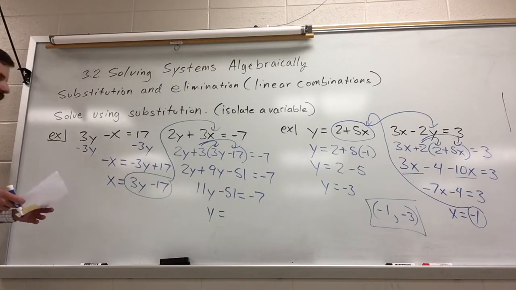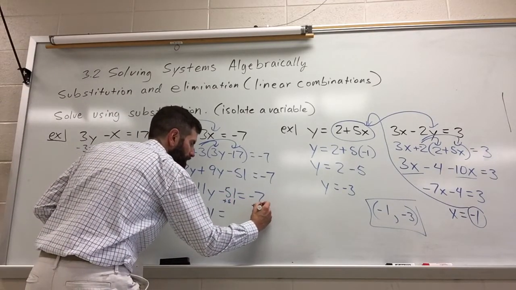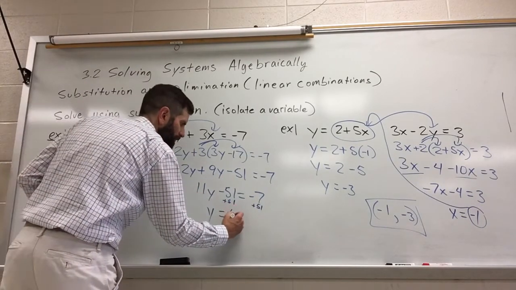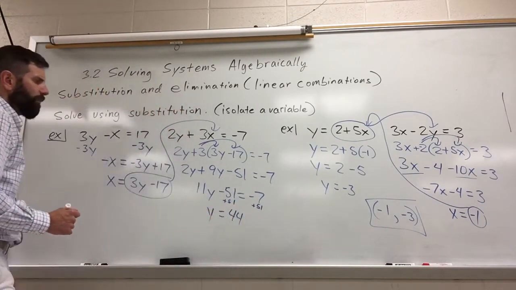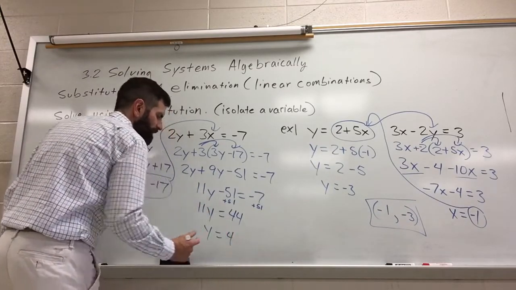Oh wait, I'm lying here. Let me, hold on. Add 51, add 51. So they're opposite signs, so I'm actually going to get 44. Going the wrong direction there. 44 divided by 11, I just get a plain old 4.